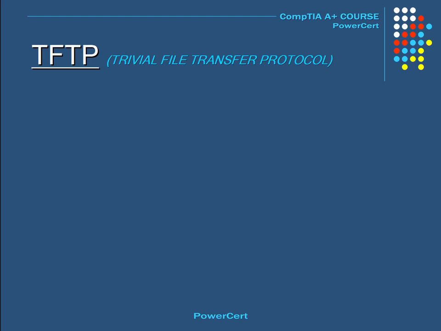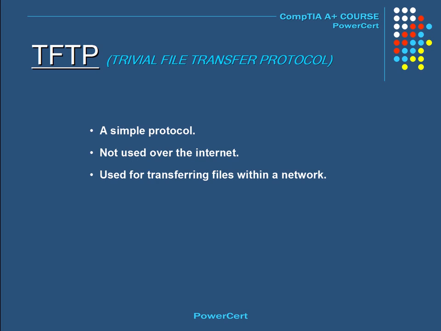TFTP stands for Trivial File Transfer Protocol. And this is a very simple transfer protocol. It is not used to transfer files over the internet like FTP does. It's mainly used for transferring files within the same network, and it does not provide any security during the transfer. And unlike FTP, that uses the TCP protocol for file transfer, TFTP is a connectionless protocol that uses UDP as its transfer protocol.